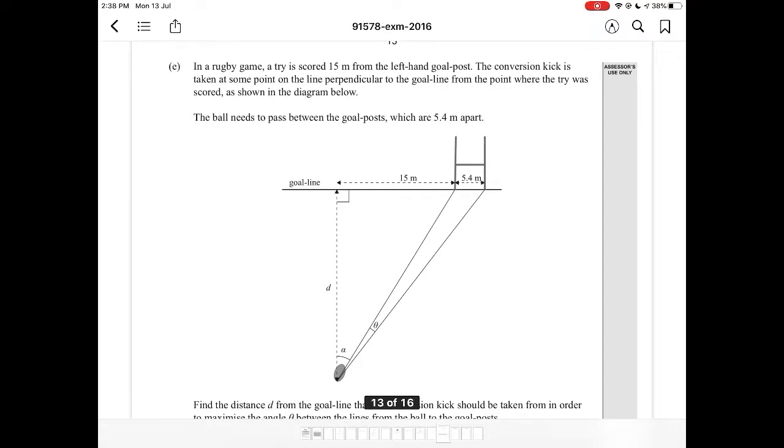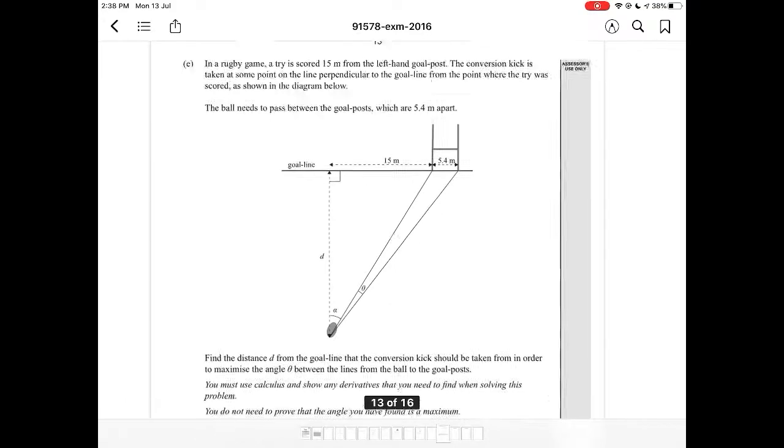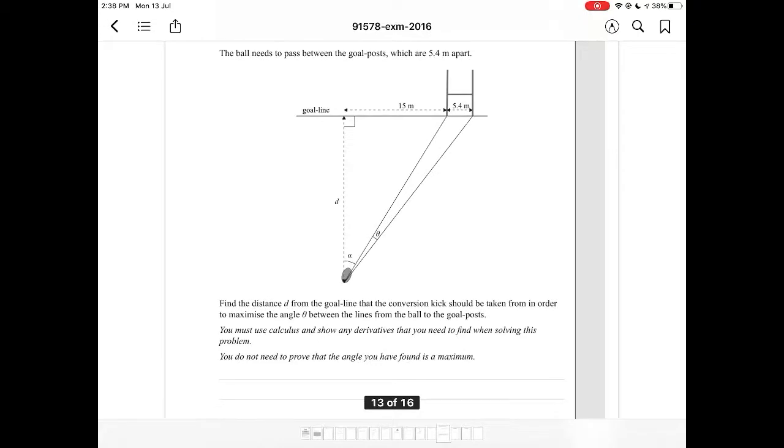Alright, so this last question here: in the rugby game, a try is scored 15 meters from the left-hand goal post. The conversion kick is taken at some point on the line perpendicular to the goal line from the point where the try was scored, as shown in the diagram below. The ball needs to pass between two goal posts, which are 5.4 meters apart. Find the distance d from the goal line that the conversion kick should be taken in order to maximize the angle theta between the lines from the ball to the goal posts.